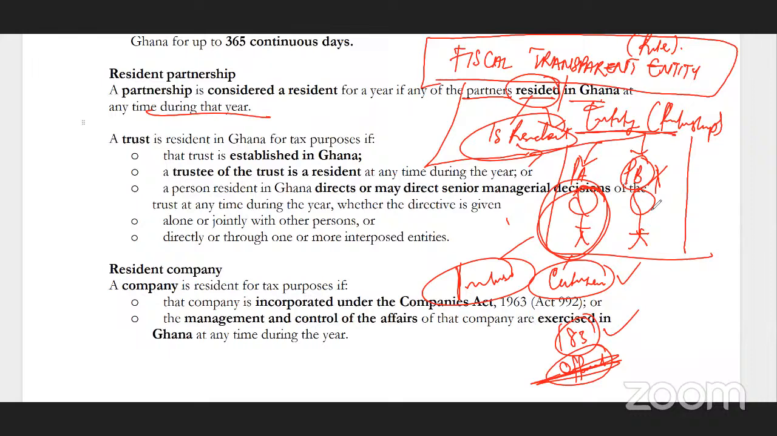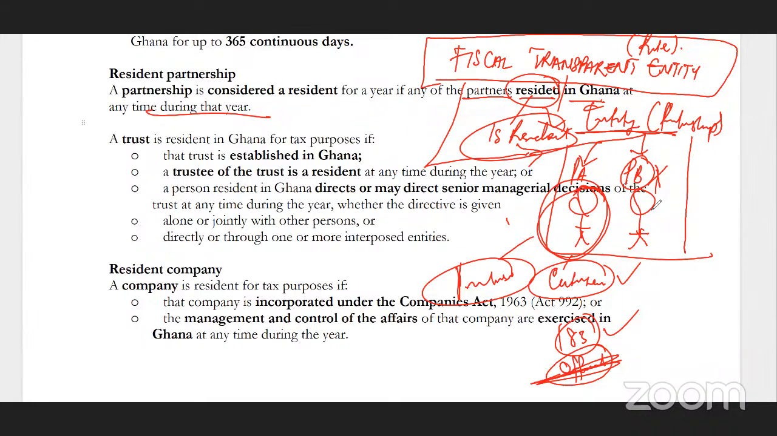Is it understood? These are the principles you need. Once you get these principles very well, now when you get a question, it's smooth sailing.